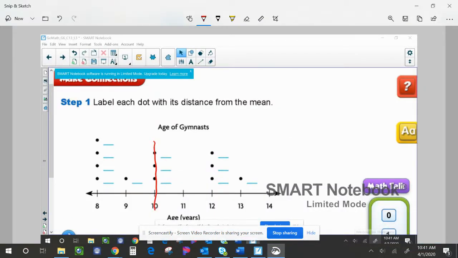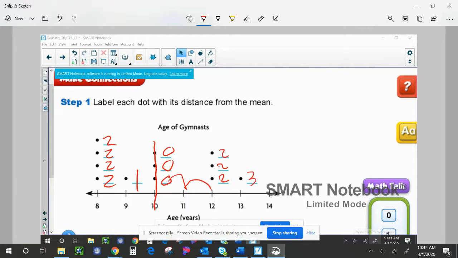Okay, now I'm thinking how far away are these numbers from 10? Well, 9 is 1 away from 10. These are all 2 away from 10. These are all 0 away from the mean. This one, there's no dots, I don't have to worry about it. This one is 1, 2, so 2, 2, 2, and this is 3.